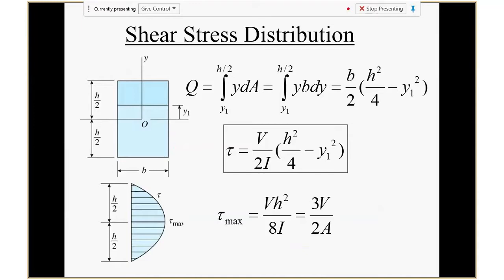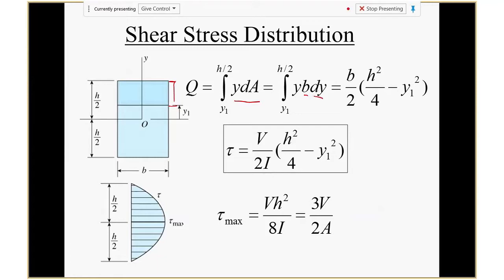In this case, here is the derivation. You go from this location y to half h, so you basically calculate the shaded area at the top. Do the integral: you put y here, that's what you want to calculate, and dA is actually b times dy, the width of the beam times the tiny dy. You add them all together.